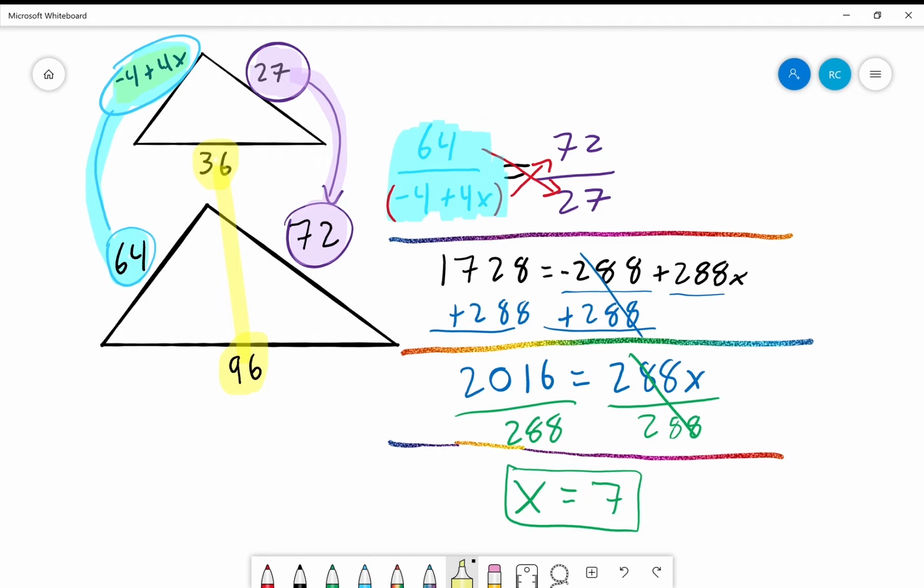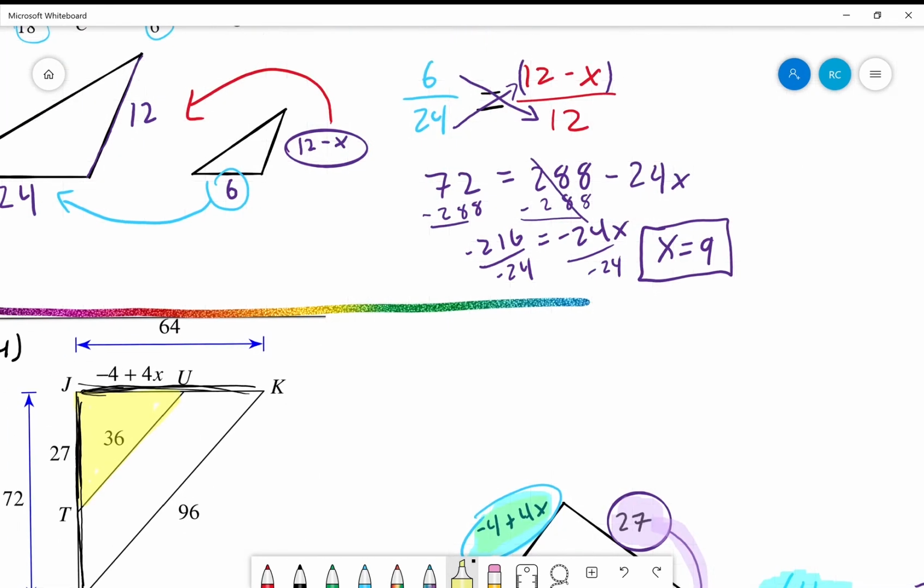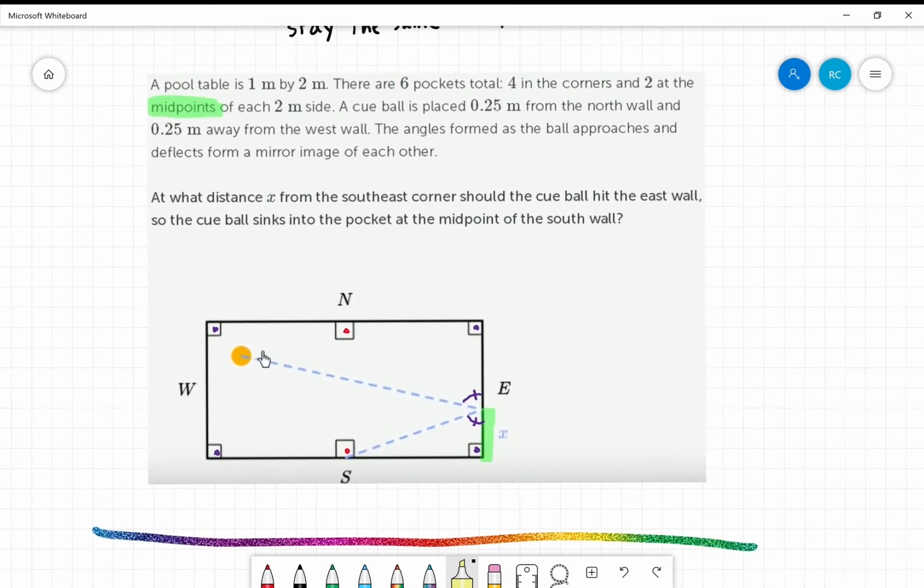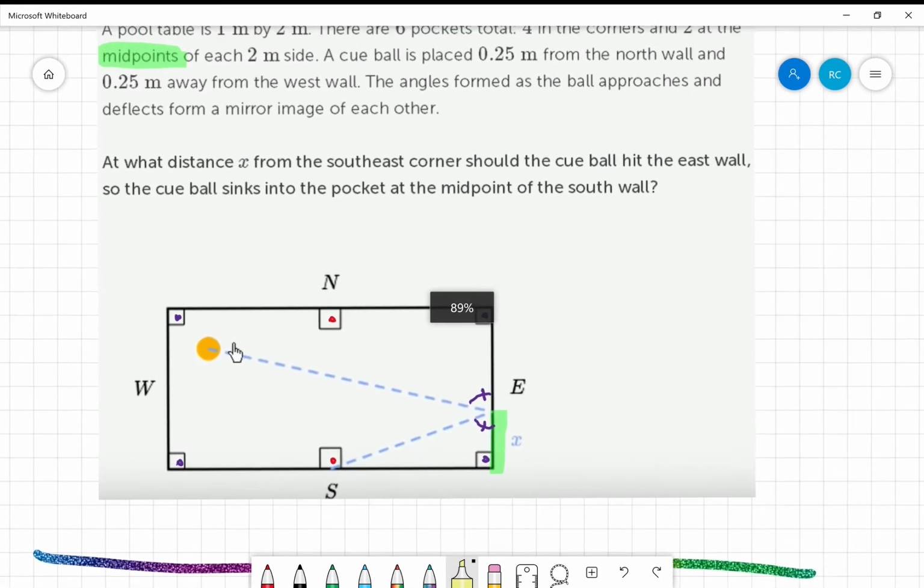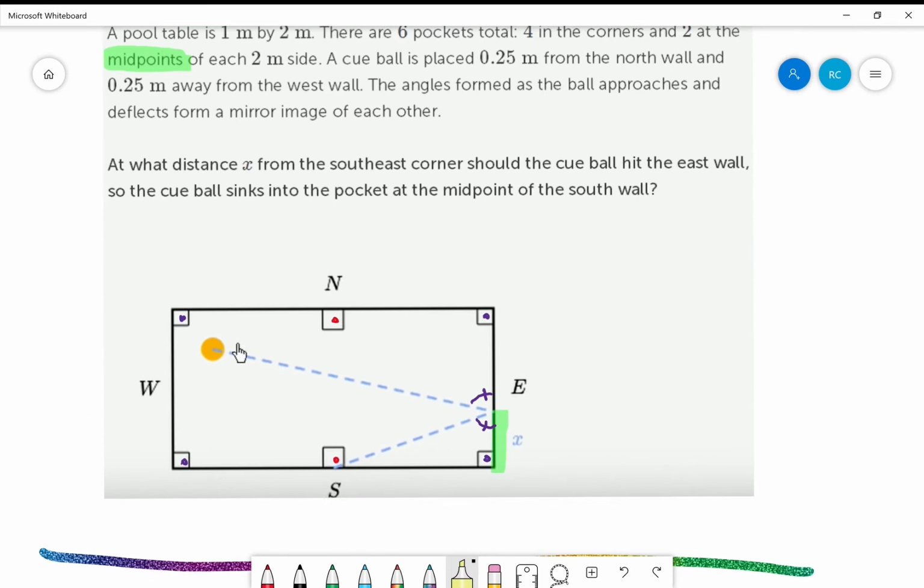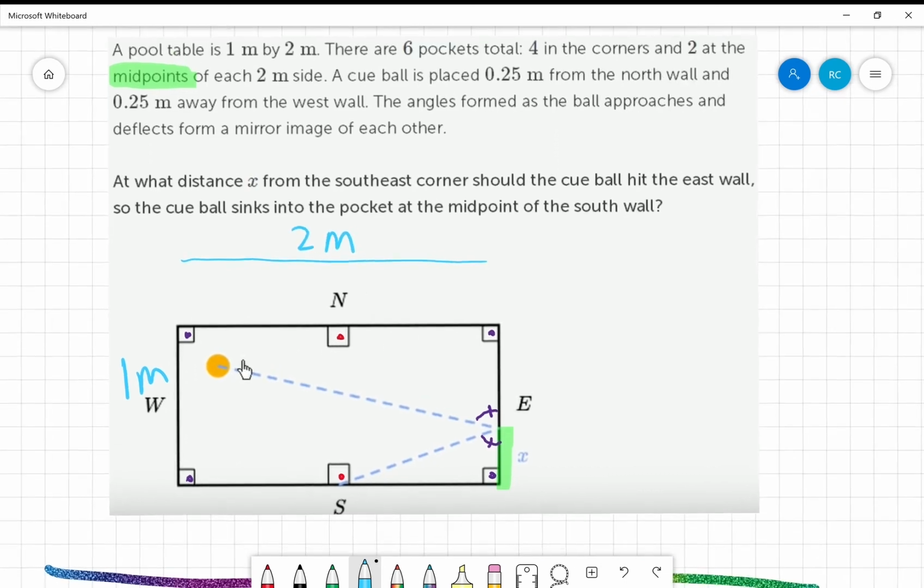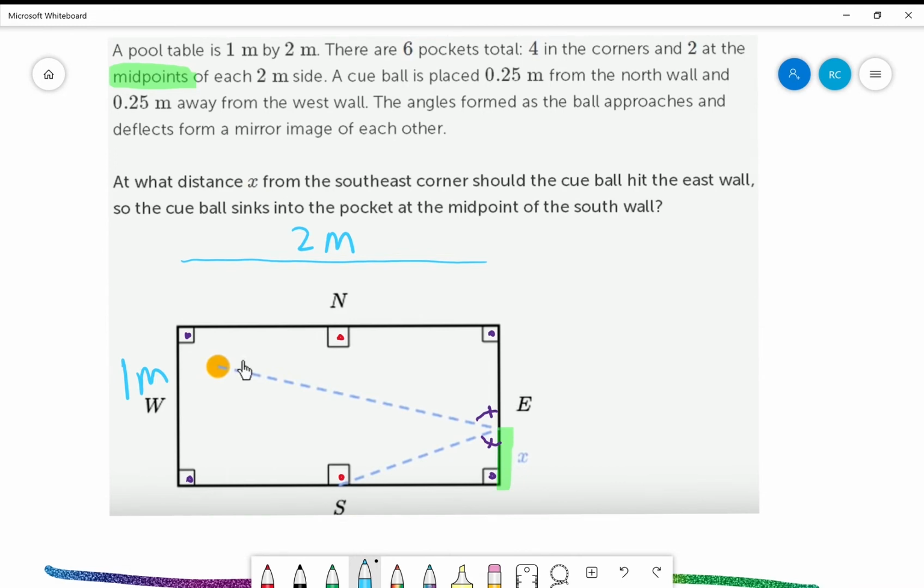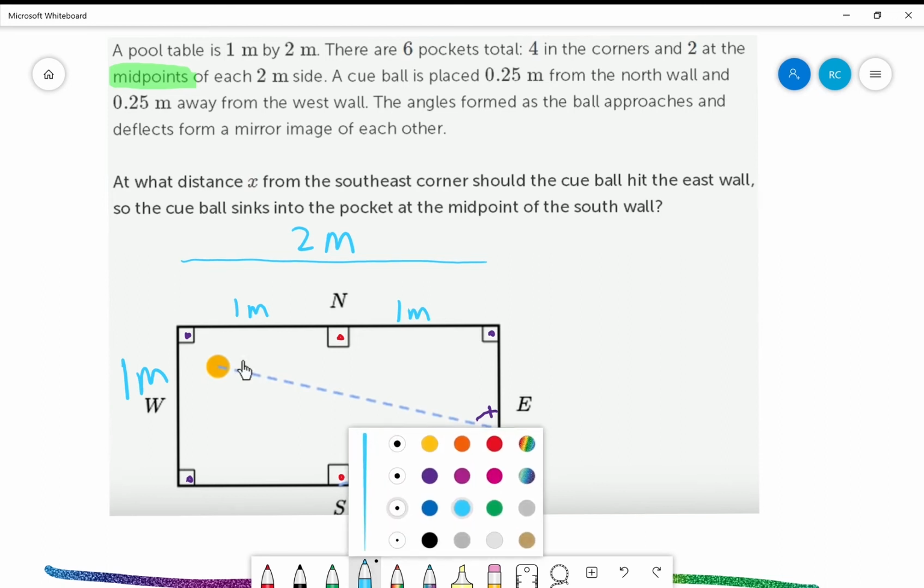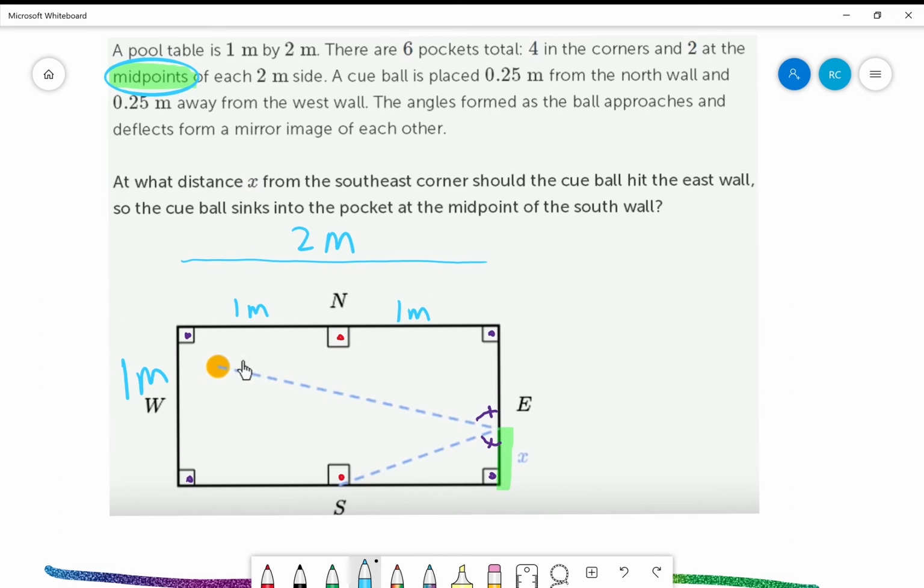So now that we've got a lot of experience with this, let's go back to our original problem when we were talking about a pool table. Let's go ahead and label this pool table. We know that this length is 1 meter. We know that this total length is 2 meters, or width, I suppose we could call it. But we also know that each of these halves is 1 meter because, again, those pockets here are the midpoints of the sides.